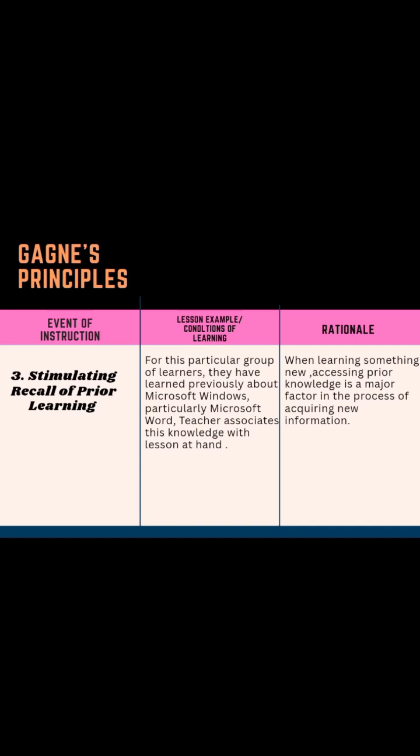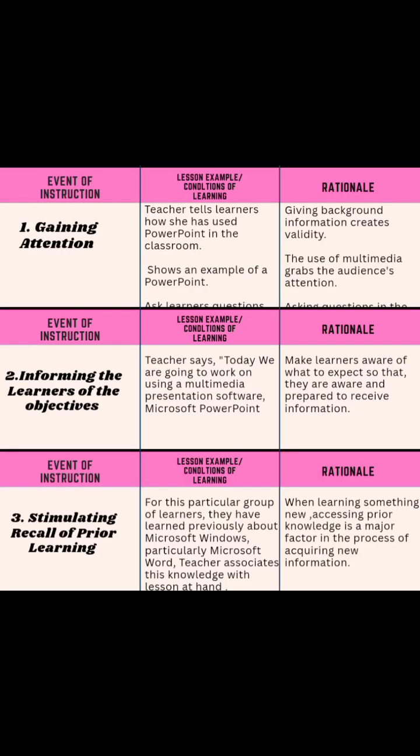Stimulating recall of prior learning means the teacher helps students connect new knowledge to what they already know. For example, students previously learned about Microsoft Word, so the teacher links that knowledge to learning PowerPoint. So recalling past lessons makes it easier to understand and remember new information. It activates related memories, making learning more meaningful. The first three steps are like preparing the soil before planting. They make sure students are focused, know what they are to learn, and are building on what they already understand.